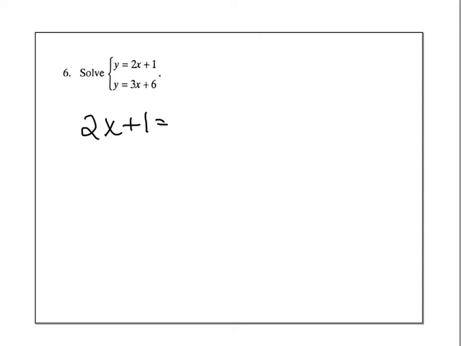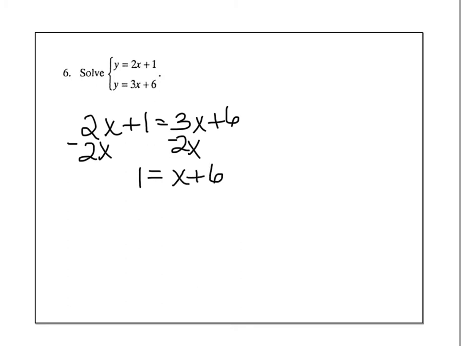and we're going to say since that's equal to y, and y is also equal to 3x plus 6. So now we solve this. So we subtract 2x since it's the smaller one on both sides. So I have 1 equals 1x, or just x plus 6. Subtract 6. So x is equal to negative 5.